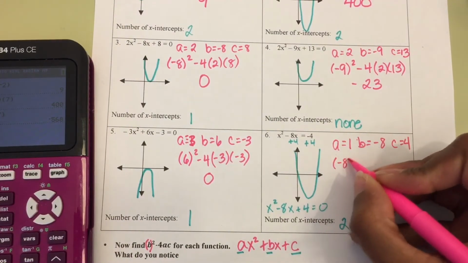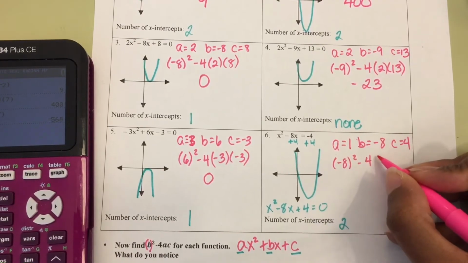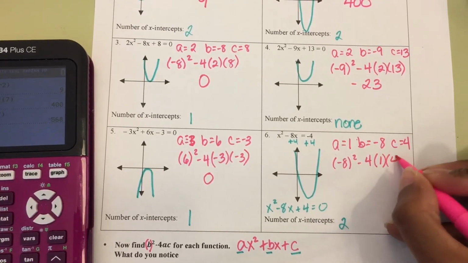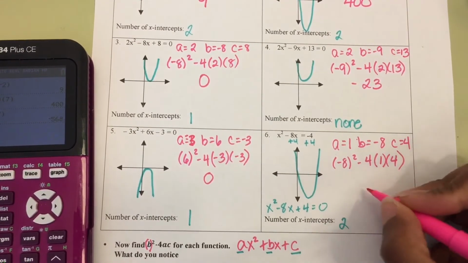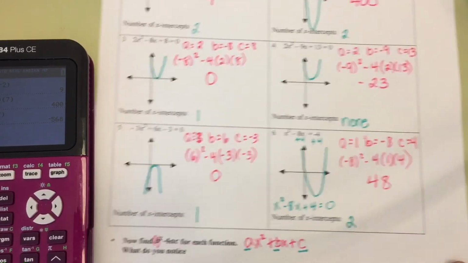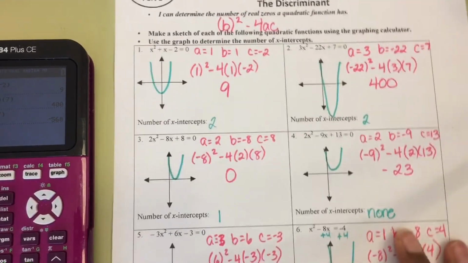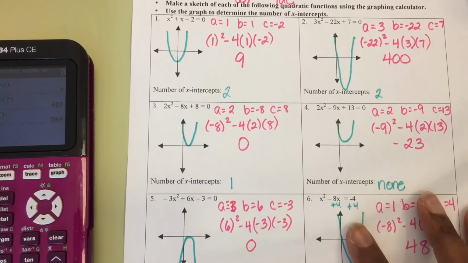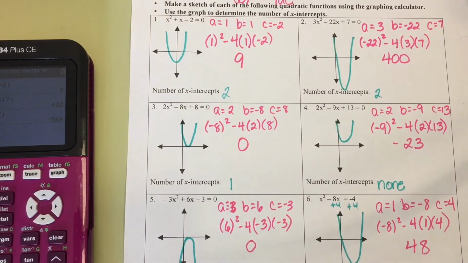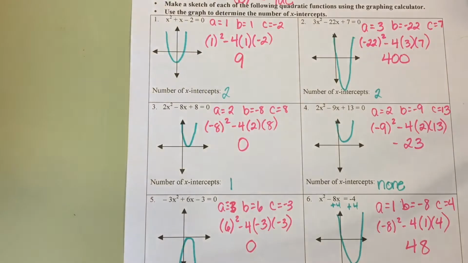And so then negative 8 squared minus 4 times 1 times 4. And on this one, we get 48. So if you take a look at these, you'll start to see there's a pattern between the number of x-intercepts and what we got for the b squared minus 4ac. And again, the b squared minus 4ac has a very special name.